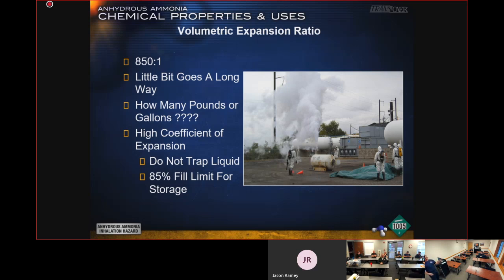If I've got a tank, these nurse tanks, anybody know how much a nurse tank holds roughly? I only know because I read 7,000 or 8,000 pounds. Well, if I was looking for gallonage, I don't know, we have to do math. It's like 1,000 to 1,400 gallons, right? So again, multiply that times 850, you've got a large cloud potential. So just something to keep in mind.